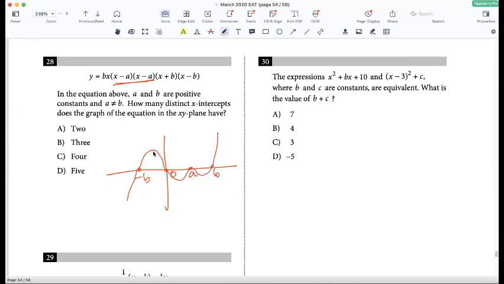Right? Because at a, it will just be tangential to the axis because that's a double root, right? Otherwise, it will cut the axis at each of the roots. So 1, 2, 3, 4. There are 4 distinct x-intercepts.